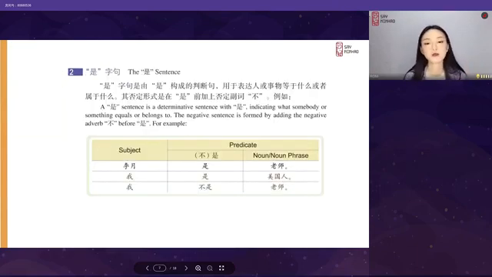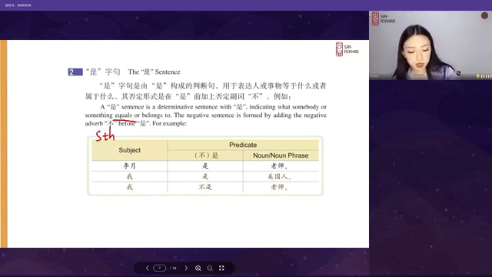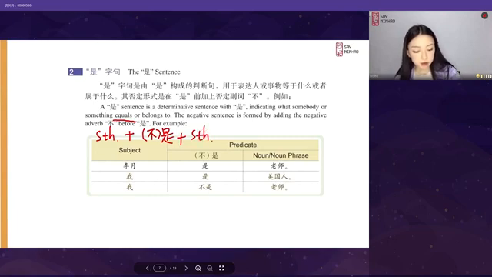Now let's move on to next language point. It is the 是 sentence. So this 是 sentence is a determinative sentence with 是, indicating what somebody or something equals or belongs to. Always, it is mostly in this equals to something. And the negative sentence of it is formed by adding the negative adverb 不 before 是, which is 不是. So the structure of the 是 sentence is something 是 or 不是 plus something. Which means something equals to something or something doesn't equal to this thing.